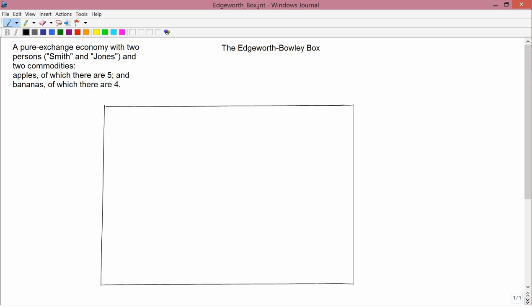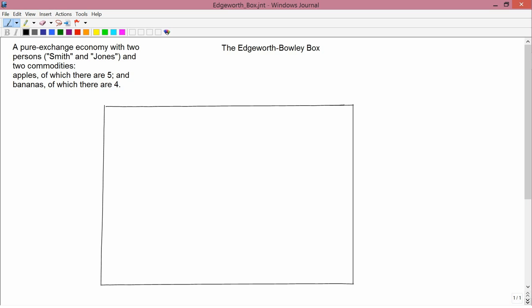We're now going to study the so-called gains from trade that two people obtain by exchanging goods with each other. I'll read and then explain what I have in the upper left-hand corner of the screen. We're going to consider, as it says, a pure exchange economy with two persons, call them Smith and Jones, and two commodities, apples, of which there are five, and bananas, of which there are four.